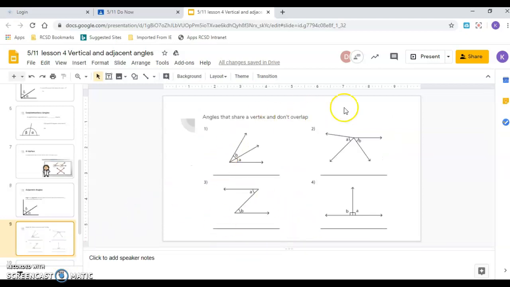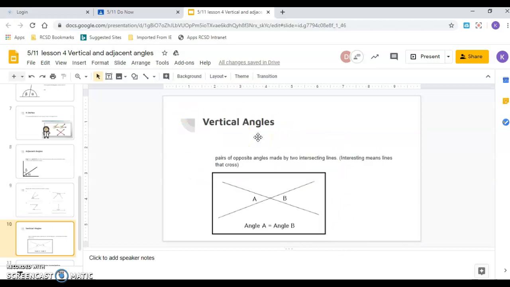Okay, so we're looking at these different angles. Which of these are adjacent and which are not? In this one, I have A and B and they share this line, they share the dot. Yes, number 1 is adjacent. Number 2, okay, they share a vertex, but they don't really share a line. So no, 2 is not adjacent. This one, I've got this line shared, but now they don't share a vertex. So this one is not adjacent. Here we go. They share a side and they share that vertex. Yes, 4 is adjacent. So 4 and 1 are both adjacent. Okay, now vertical angles.